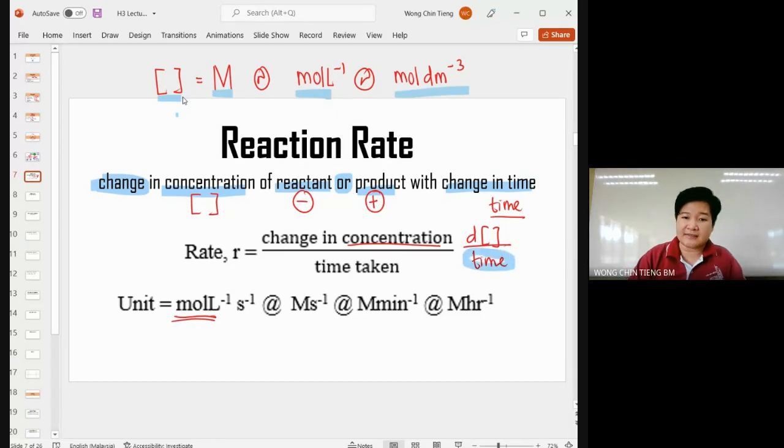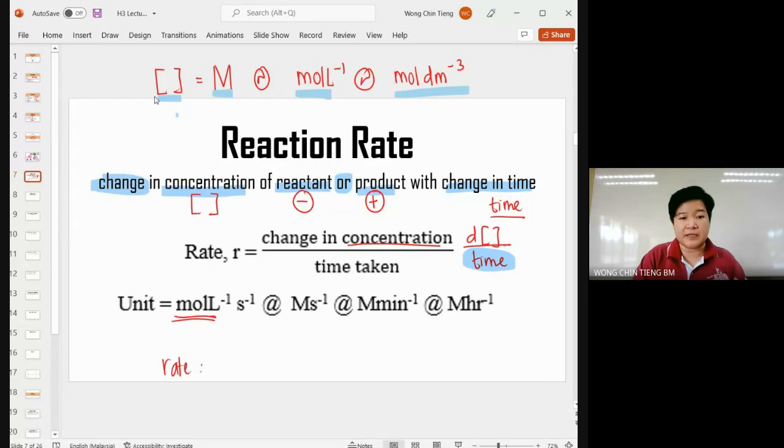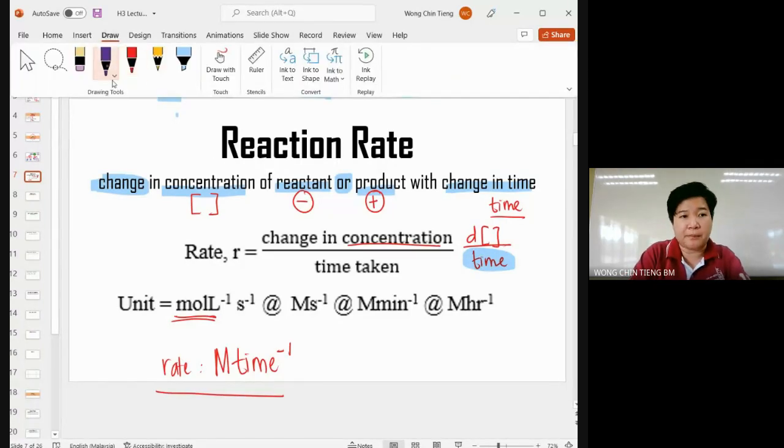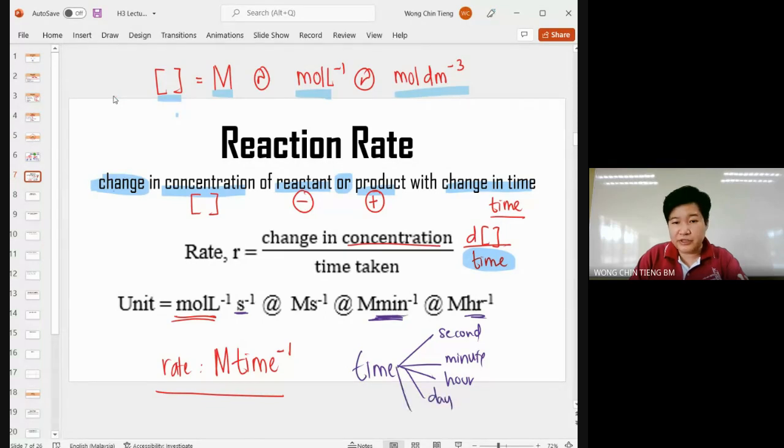Yang saya nak tekankan sangat-sangat adalah time. Kalau saya ajar, kamu akan biasa nampak rate saya unit dia adalah molar per time. Kenapa unit dia molar per time? Kenapa tak tulis terus second, minute, hour or so on? Saya tak tulis sebab time boleh ada banyak unit: second, minute, hours, days, years and so on. Dan unit time yang kita nak guna sangat bergantung pada soalan kita tengah bincang apa.